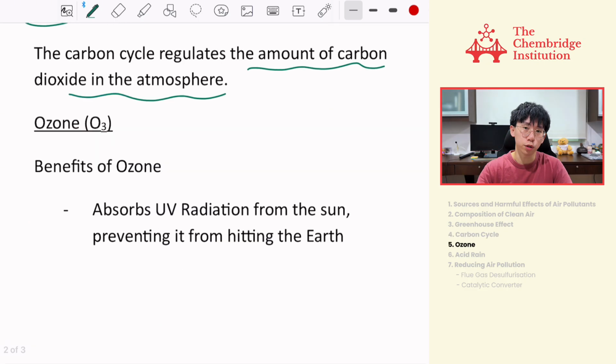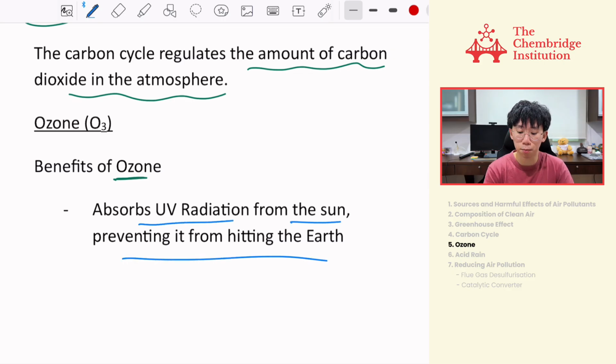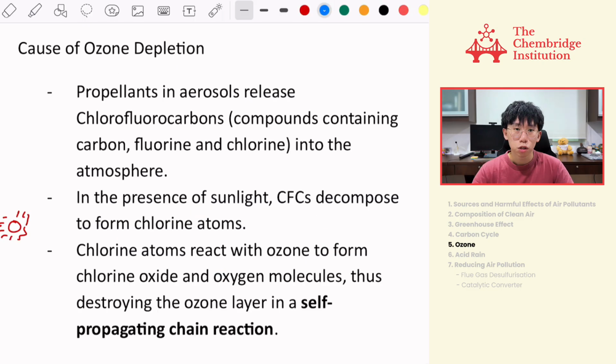Okay, so for ozone, remember how we talked about the harmful effects of ozone? But there are actually benefits of ozone. The ozone actually helps to absorb UV radiation from the sun and prevent it from hitting the earth. So we know how ozone is very useful in the higher levels.